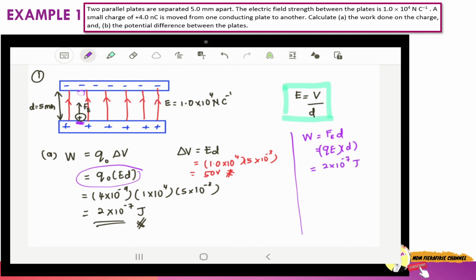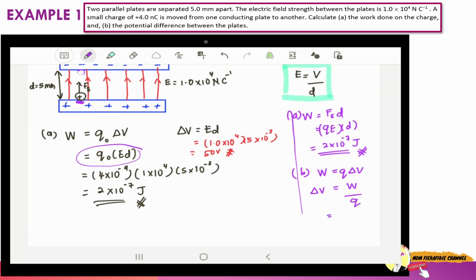And for part B, let's say we want to find the potential difference between the plates. We can use the equation W is equal to Q delta V. So now we can find delta V is equal to W, the work done on the charge, over the amount of charge Q. When you substitute the value, W is equal to 2 times 10 to the negative 7, we already calculated above, over 1 times 10 to the 4, and for delta V you will get 50 volt.